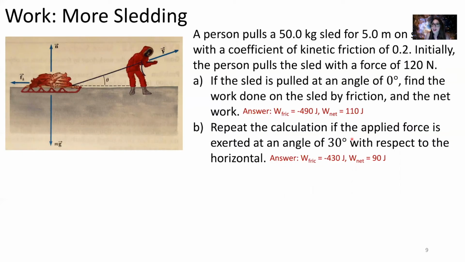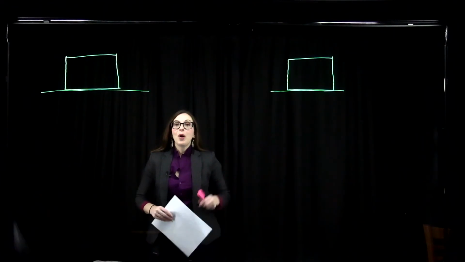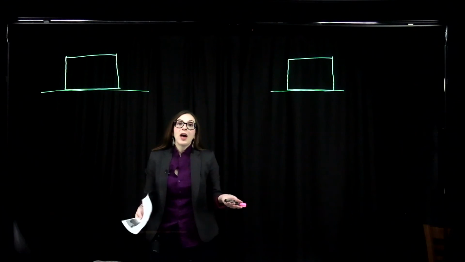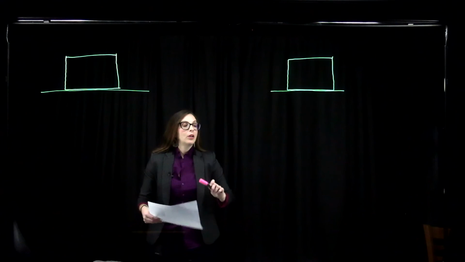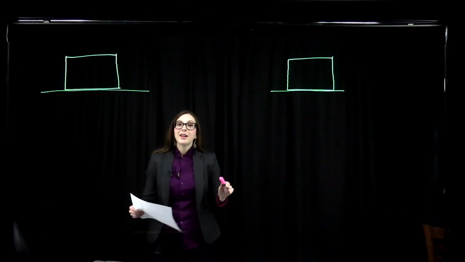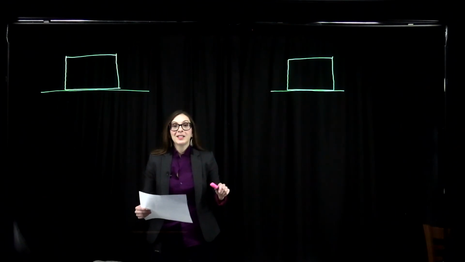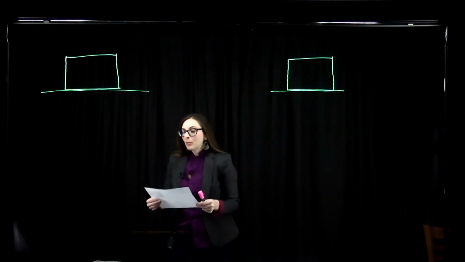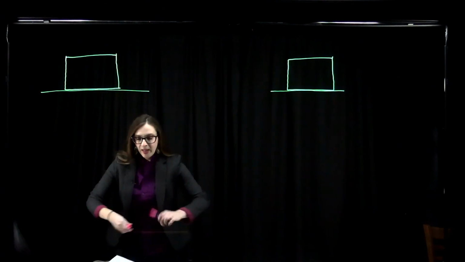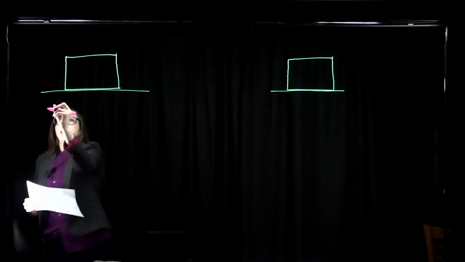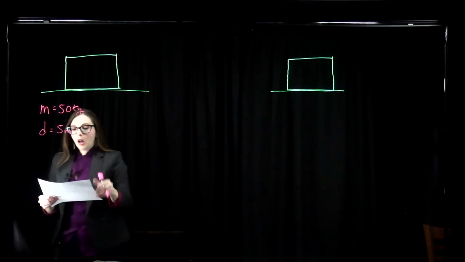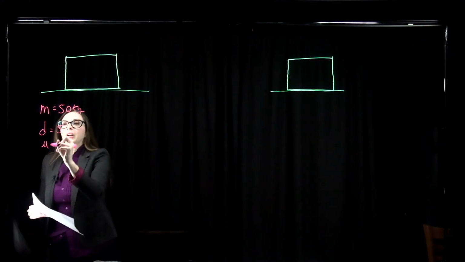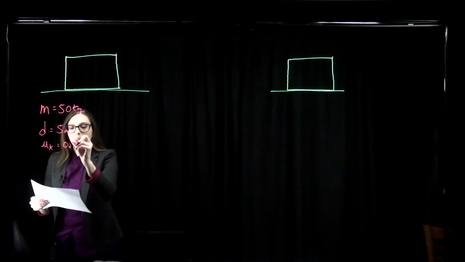Now we're going to apply this idea of work, finally, with some numerical values. We are going to walk through a couple of examples of how to compute work. A lot of these problems, at least these first 2 I'm going to work through, are going to look really similar to problems we've already done when we were talking about Newton's second law and forces. So we have a person pulling a 50 kilogram sled for 5 meters, so we'll say the distance is 5 meters, on snow with a coefficient of kinetic friction of 0.2.